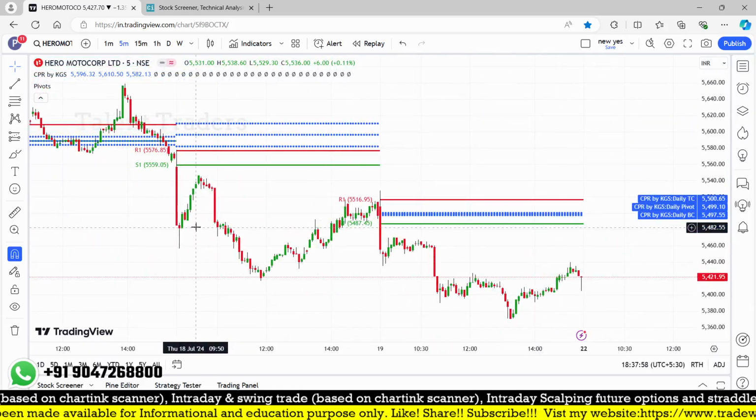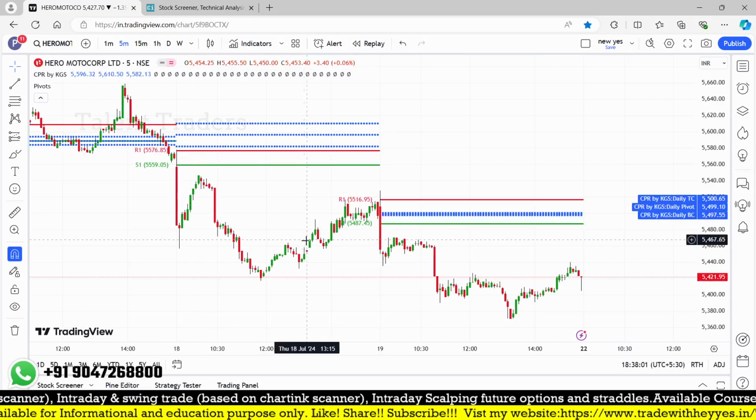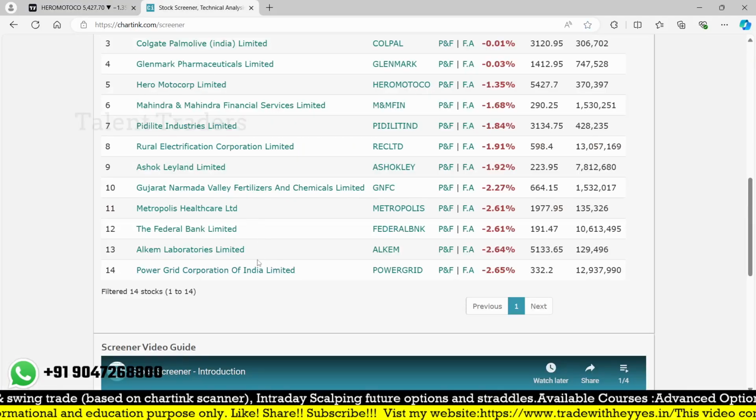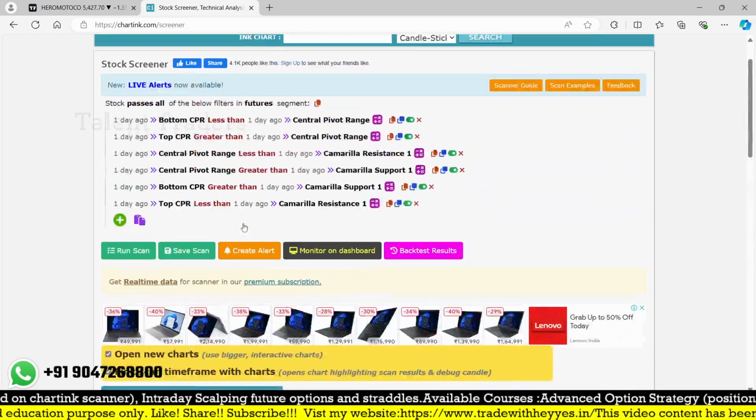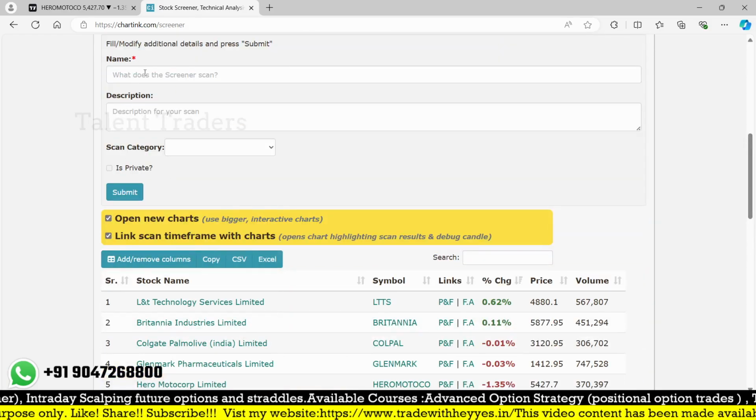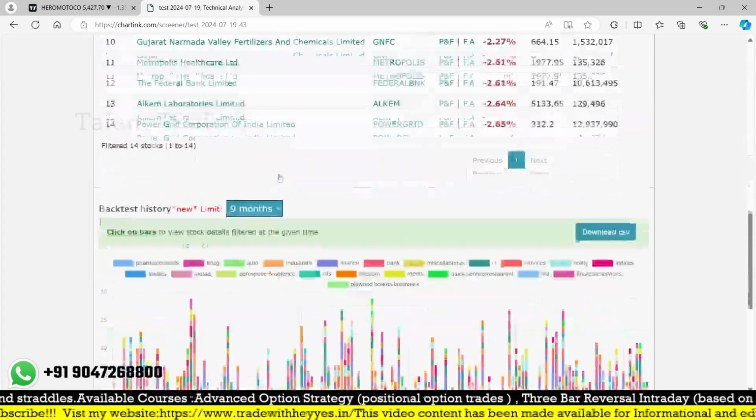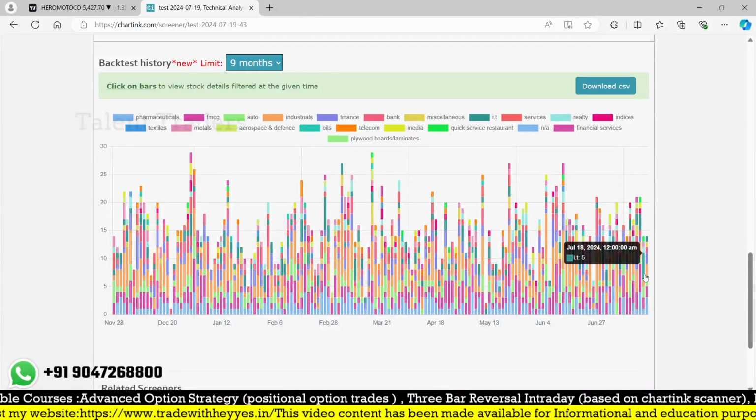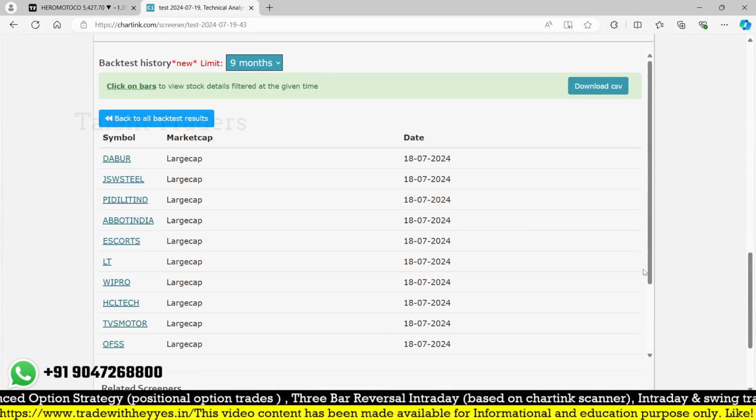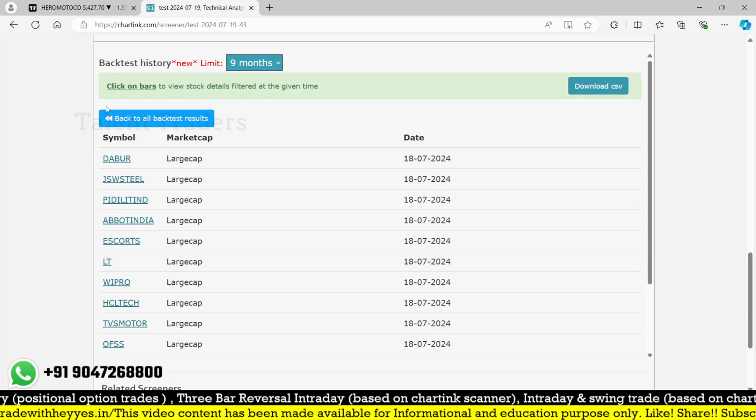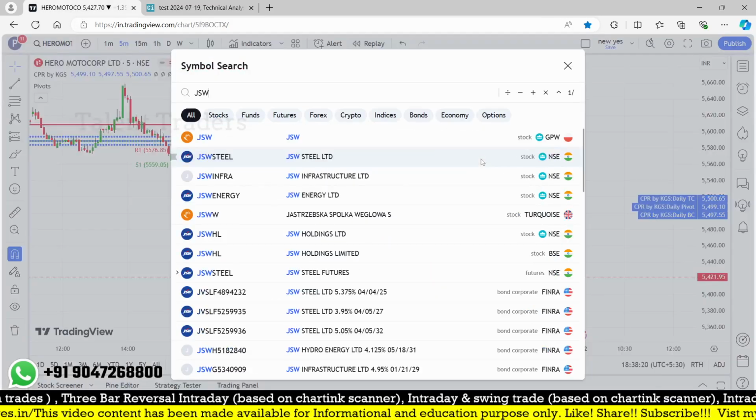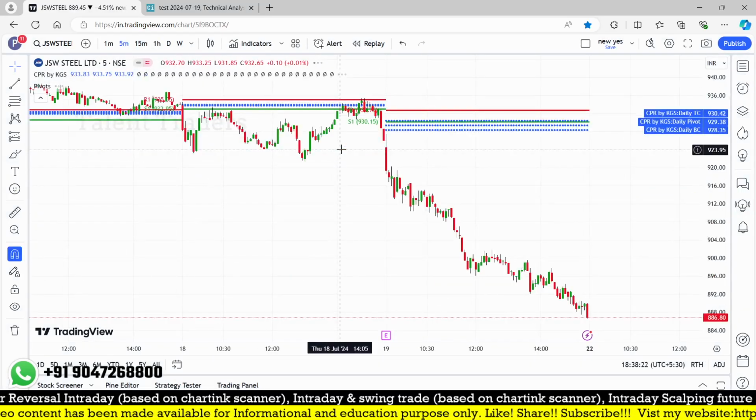So maybe we are planning how to take a trade based on the scanner, but here the scanner will try to find the stocks which are forming such a pattern. Okay, so let me save the scan. Then we'll be checking the backtest one. So many stocks came here, maybe we can use it. Yesterday JSW Steel, let me check yesterday JSW Steel.